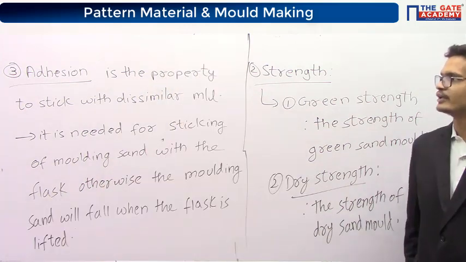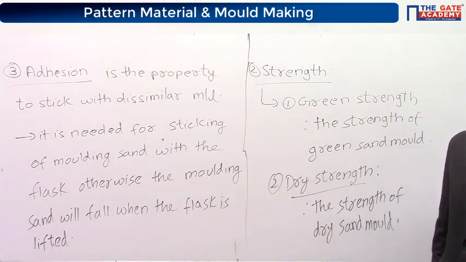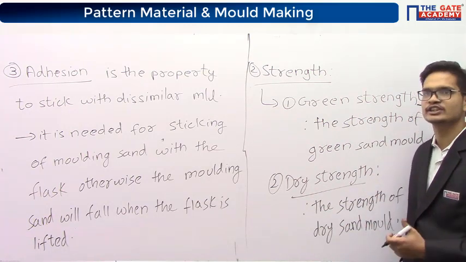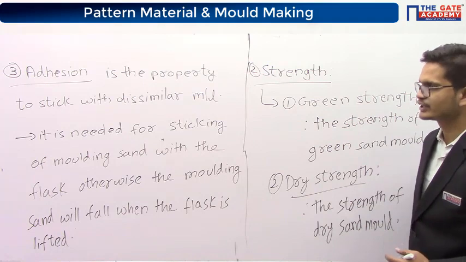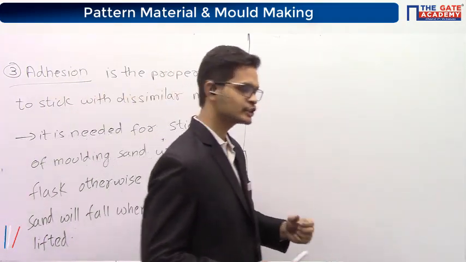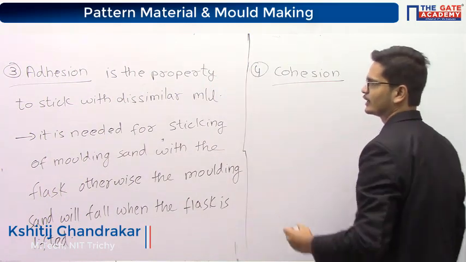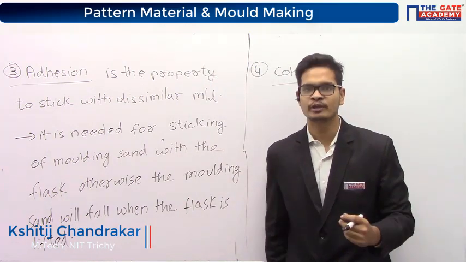Adhesion is a property to stick with dissimilar material. It is needed for sticking of molding sand with the flask. Otherwise, the molding sand will fall when the flask is lifted. Is it right? Next is cohesion. The next property is cohesion. It is a property to stick with similar material.